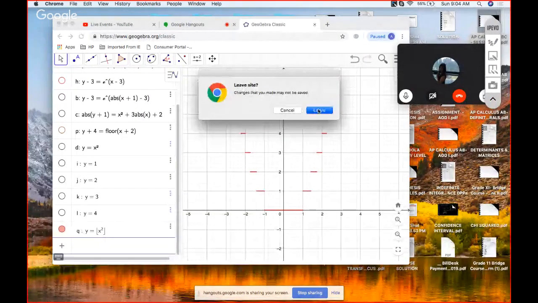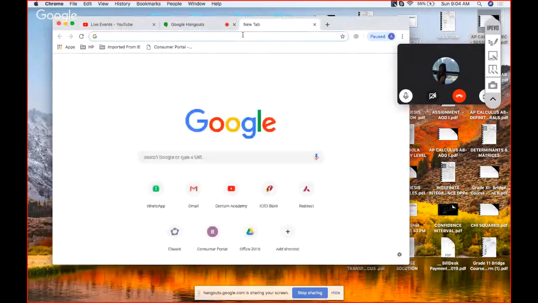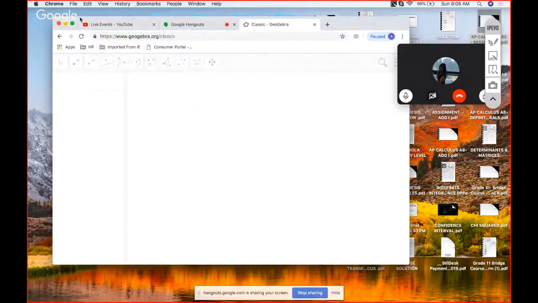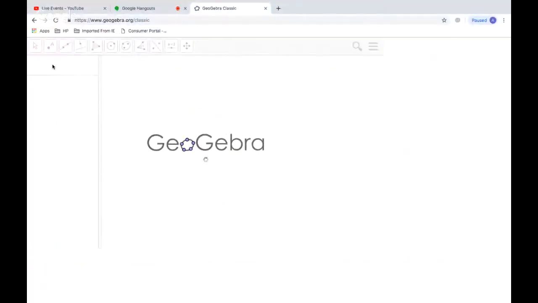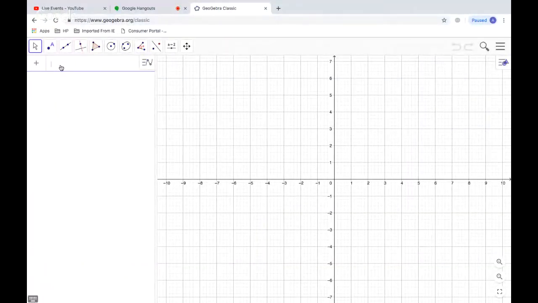Since it is cluttered, I will open a new GeoGebra tab. Have you started using it at your home? Yeah, I started using it.